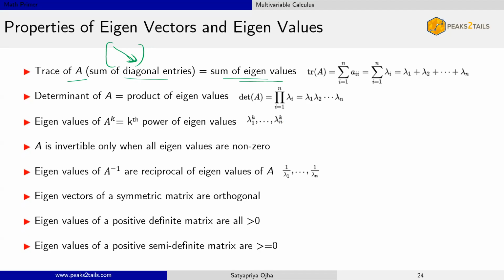That means if I give you a 100 by 100 matrix, the full matrix, and I give you 99 eigenvalues, and I ask you, what is the final eigenvalue? You can calculate it. Get the sum and take the difference.